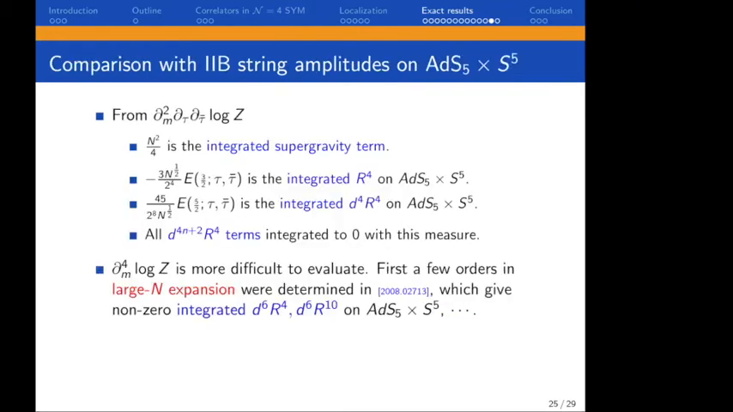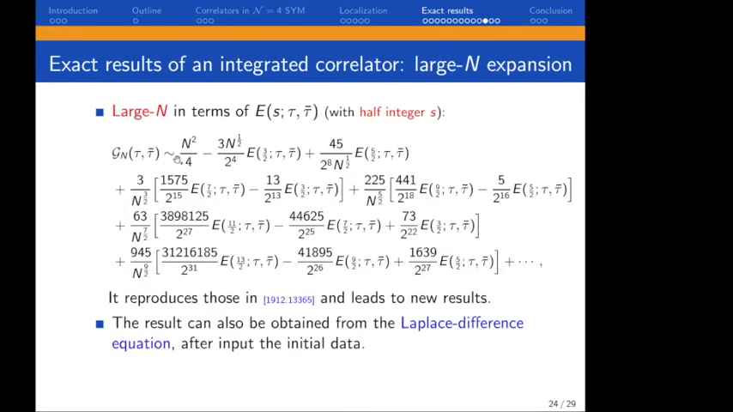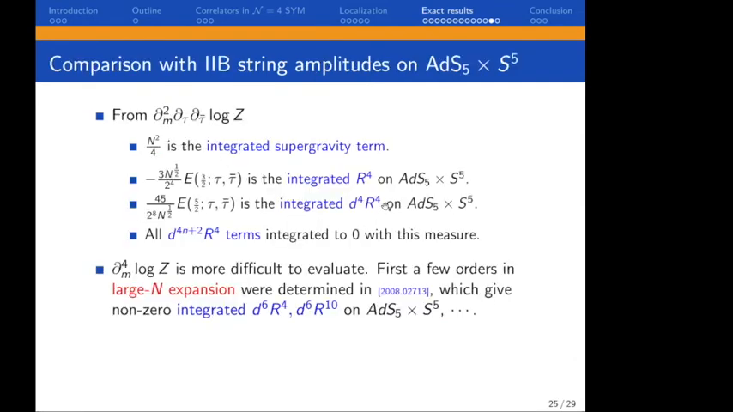So let me make a comparison with type IIB string theory on AdS5 × S5. Let me remind you of the result. There's a leading order N squared, then N to the one half, then 1 over N to the one half, and so on. So it basically goes like 1 over N, but each order, except for the first one, is a half integer power of N. The leading order is basically the integrated result of the supergravity term.